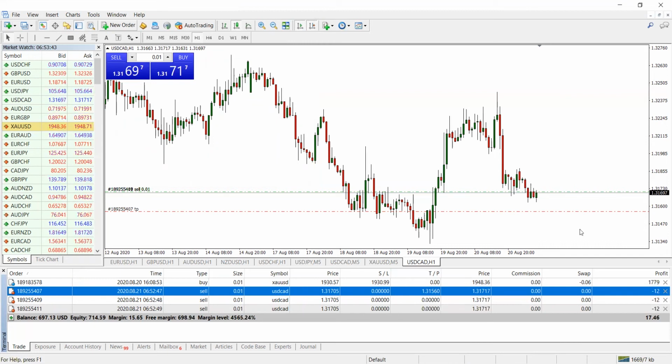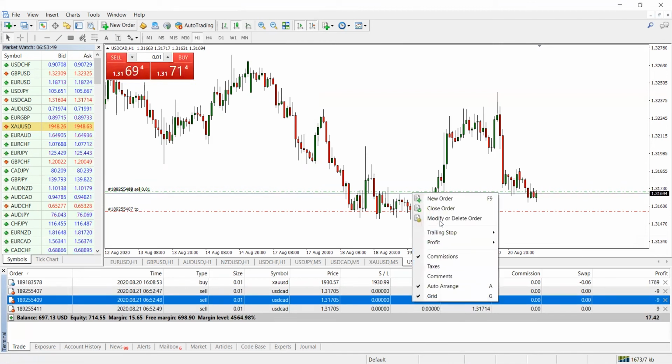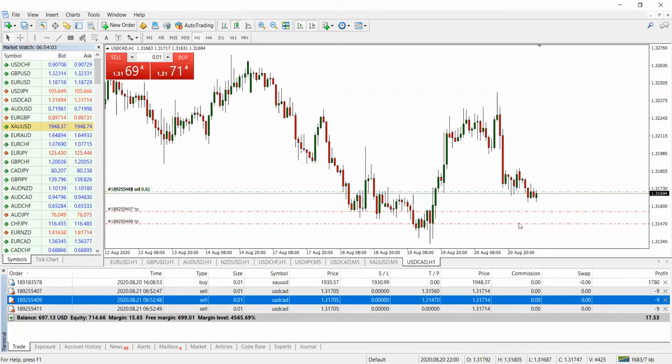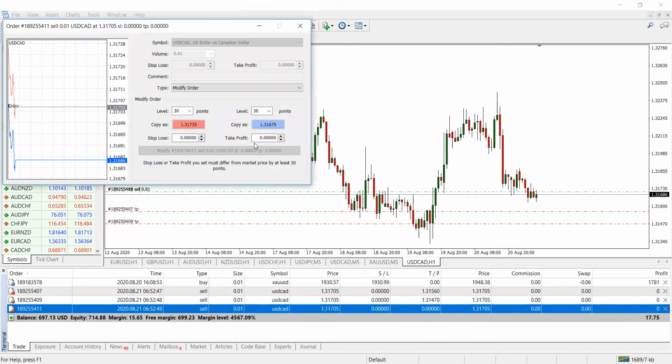And then for the second one, we want to set it at maybe 1.31470, right? This is just showing you the concept so that you know how to use it the proper way. For the take profit, we set it at 1.31470 and then modify. Now you can see the second take profit here. And then the third one, we set it at 1.31340. So we come here, right click on this trade, right click on modify, and then on the take profit, 1.31340 and then modify. Great.